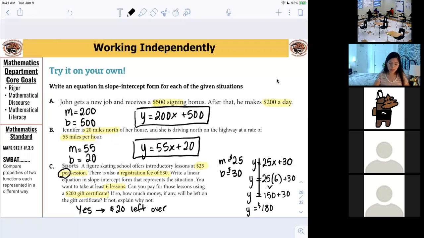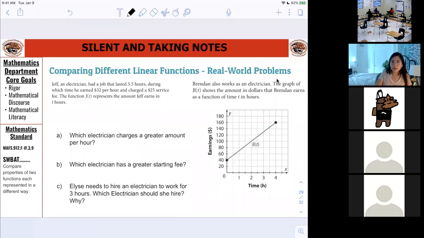All right. Awesome. We have 10 minutes left. We'll do this question and then we'll be done. Now that we know how to write an equation when you have a word problem, we're going to do another problem where we compare two different functions.